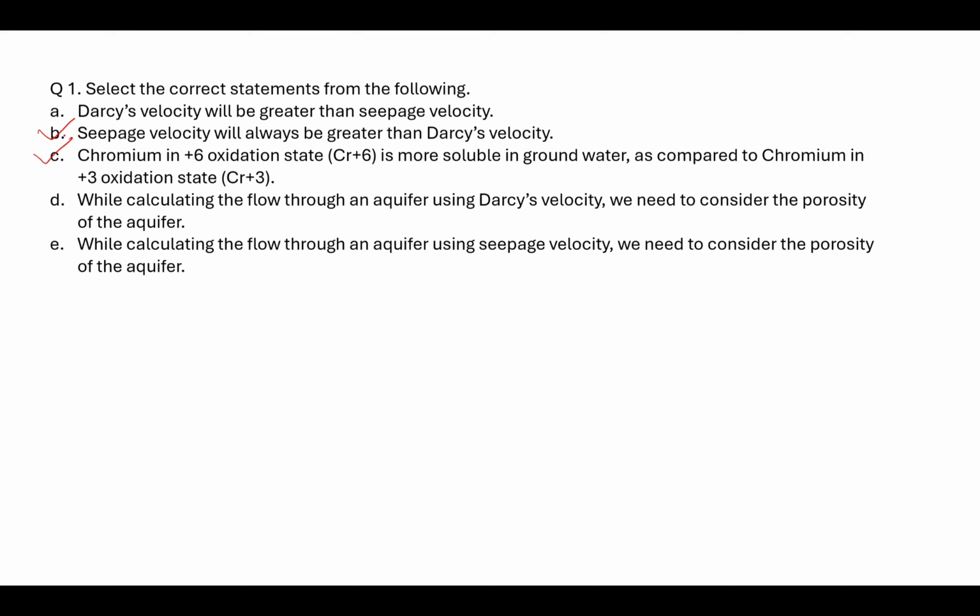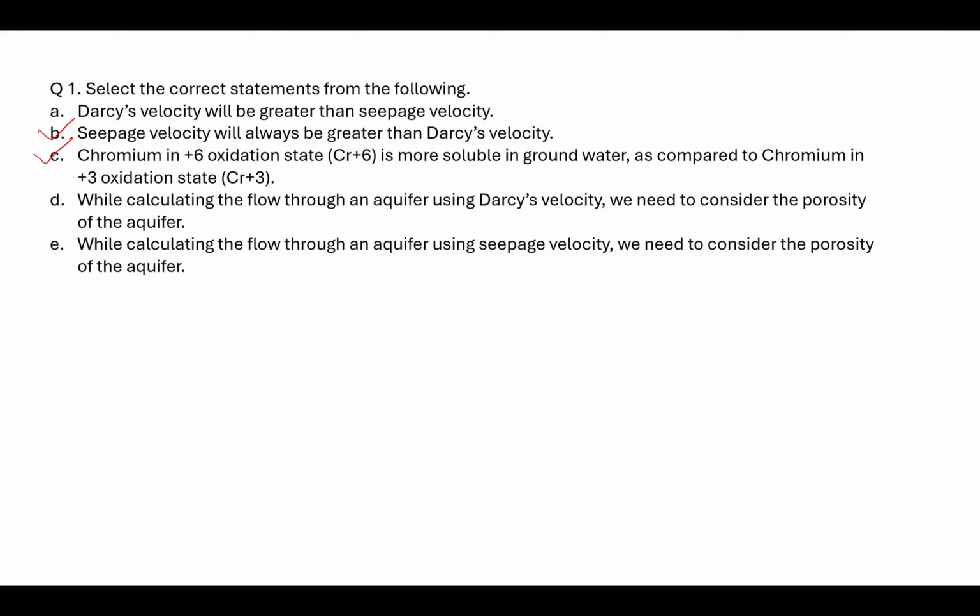So the fourth statement is, while calculating the flow through an aquifer using Darcy's velocity, we need to consider the porosity of the aquifer. No, in Darcy's velocity, we do not consider the porosity of the aquifer. We just consider a particular unit cell of the soil, and without the porosity, we find out the Darcy's velocity. So option D is not correct.